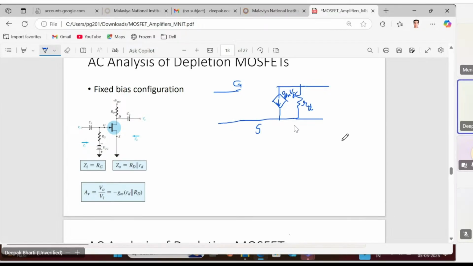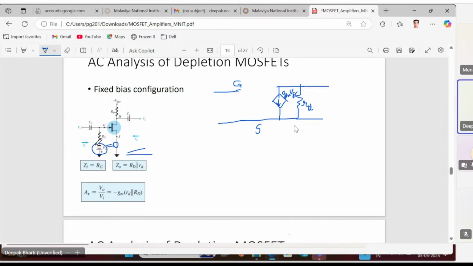Now let's apply the rules of AC analysis. We are drawing the small signal equivalent for this particular circuit. I've already drawn the small signal equivalent for this MOSFET, so that is this. Now let's connect the external circuit components also. The capacitors are replaced with short circuit. And this VGG source will be put to ground, this will be put to 0. So RG is connected between what? The gate and the ground.